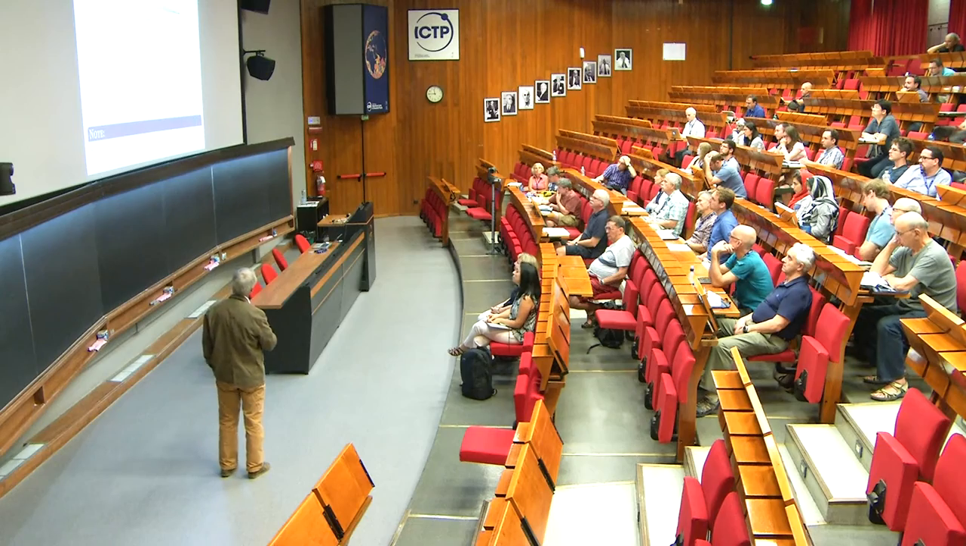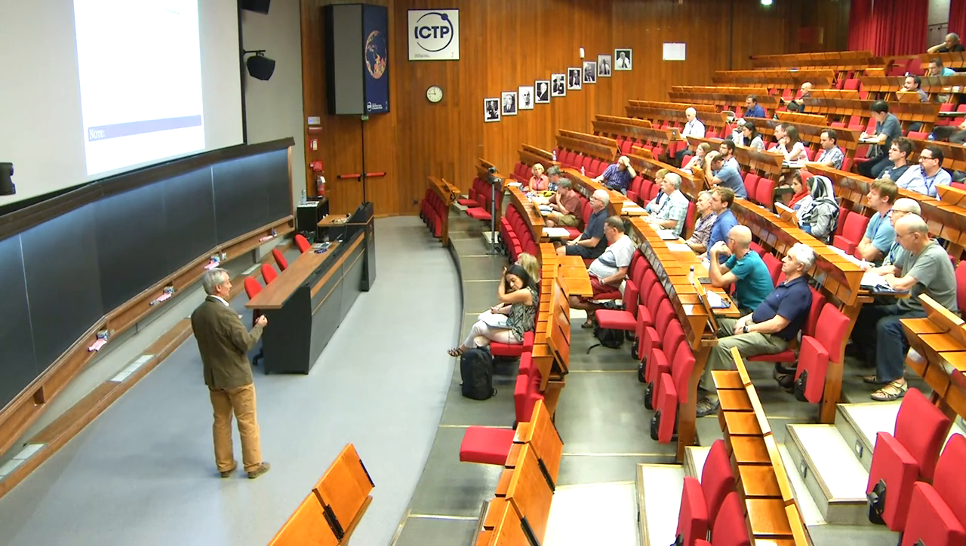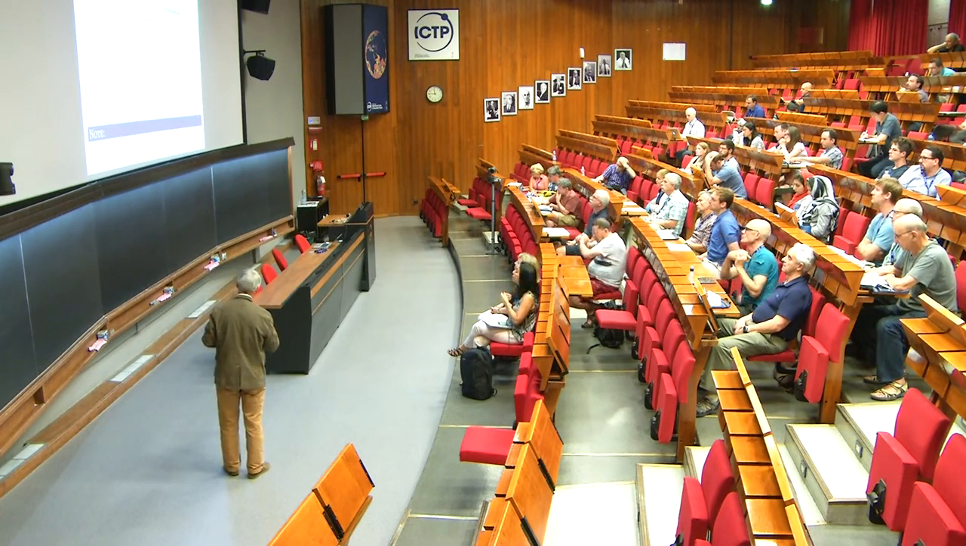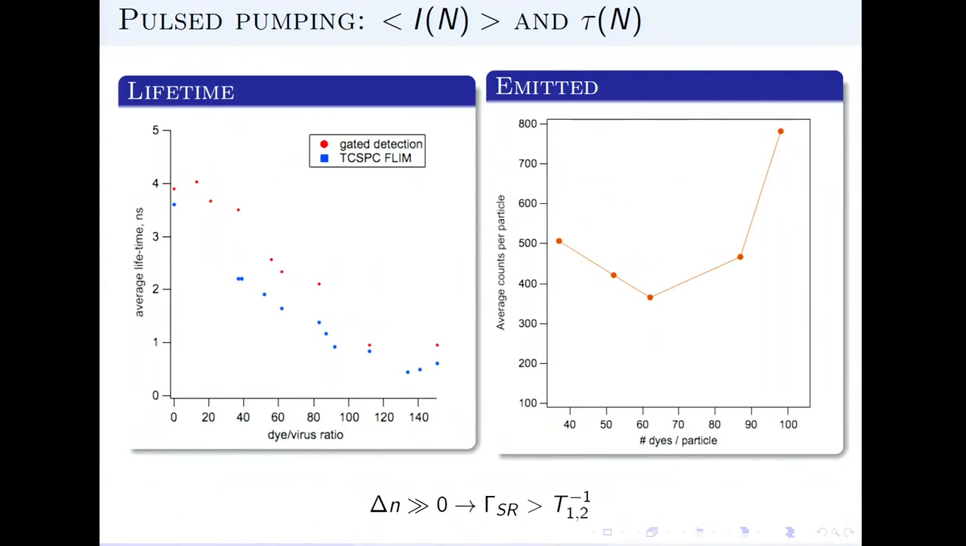Unless we would lower the temperature so that the two dephasing processes are very long. Then we take pulse pumping. With pulse pumping, we can look at the average lifetime. We look by two methods. One is gated detection. The other one is time-correlated single photon detection. They give us the same result as the number of chromophores per virus increases. It decays. That could very well be because of non-radiative fluorescence quenching.